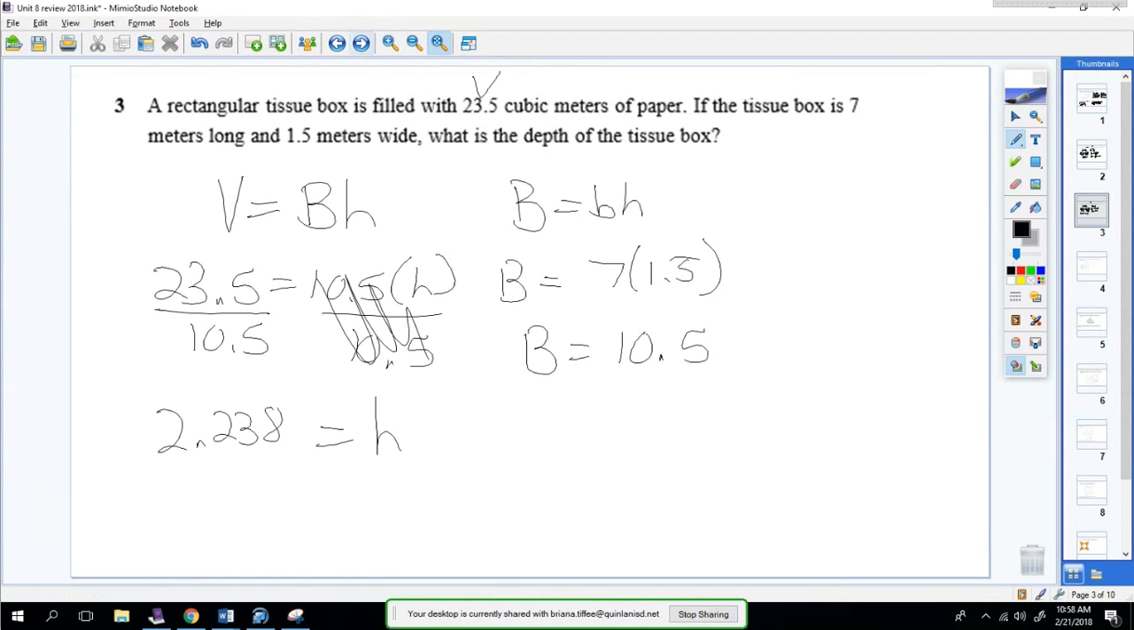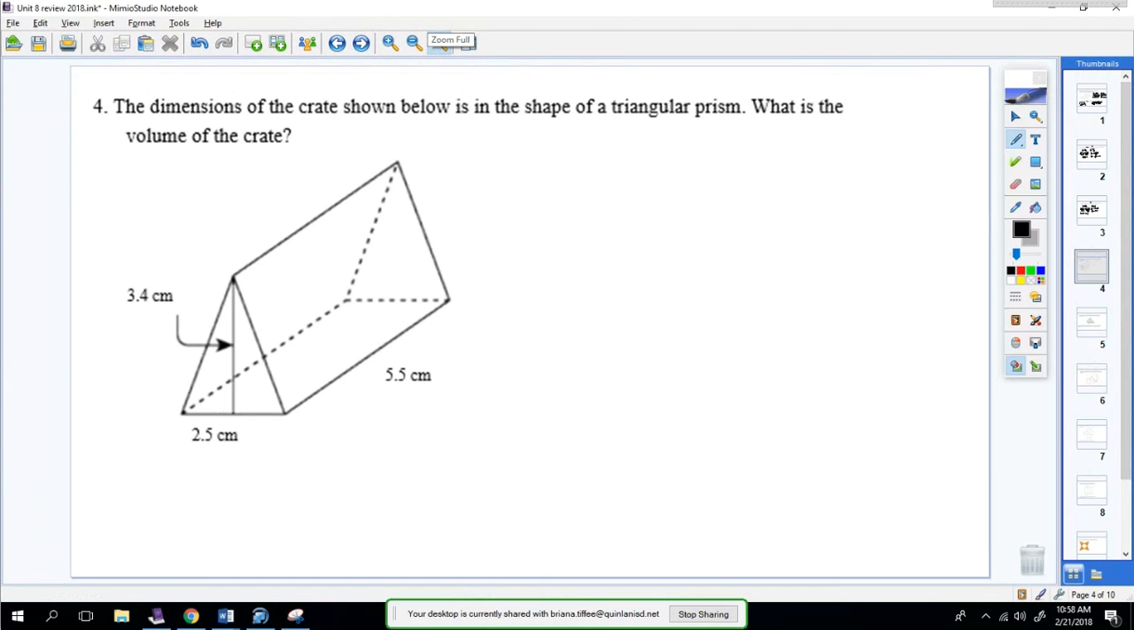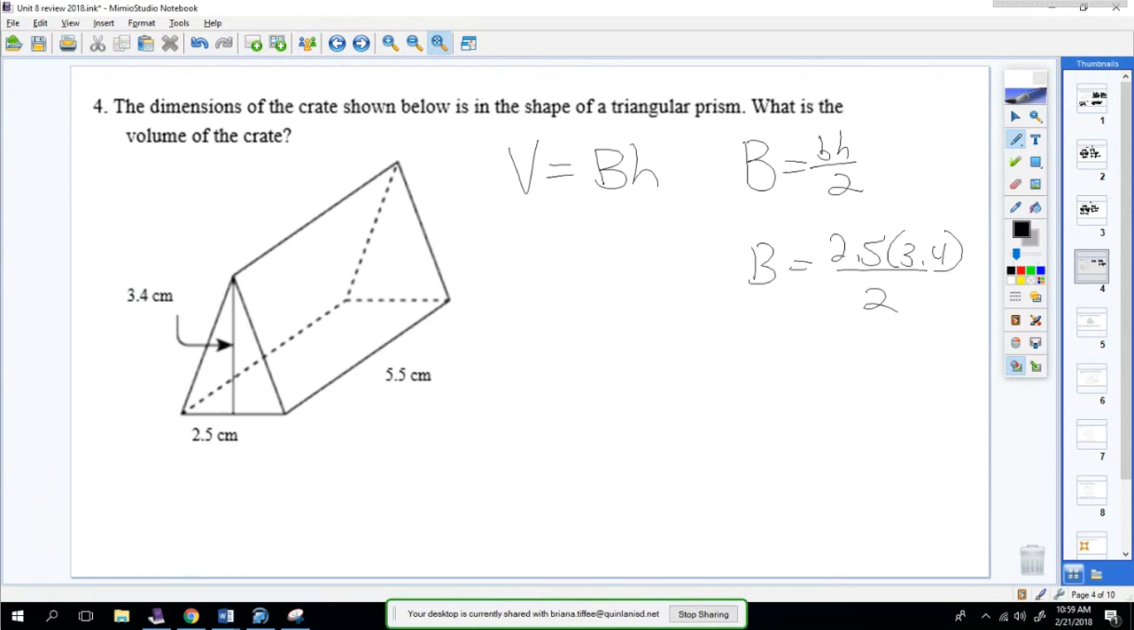Okay, number 4. The dimensions of the crate shown below is in the shape of a triangular prism. What's the volume of the crate? A volume formula for a prism is V equals big B times H. Big B, the area, is a triangle, so big B is base times height divided by 2. The base of the triangle is 2.5. The height is 3.4. Divide by 2. So 2.5 times 3.4 is 8.5, which then you divide by 2, which is 4.25.